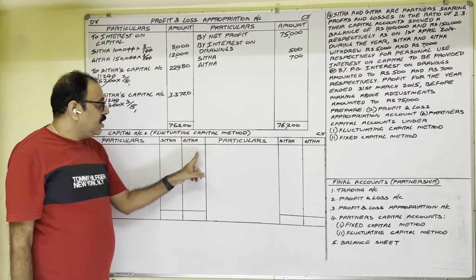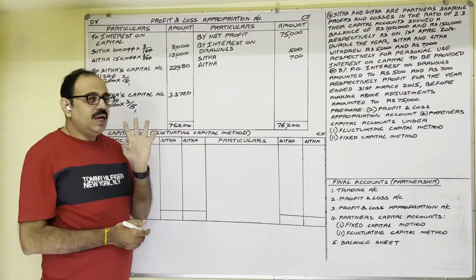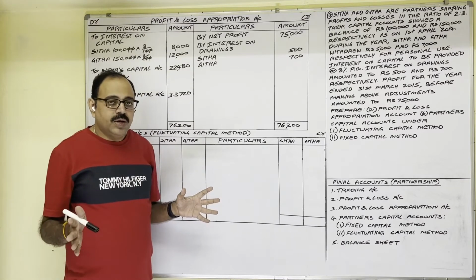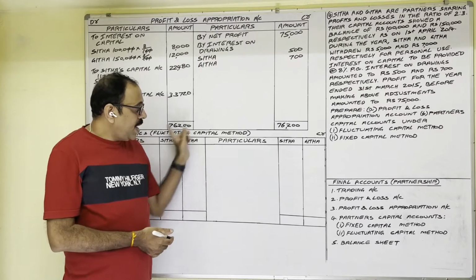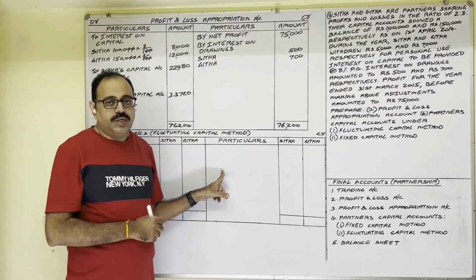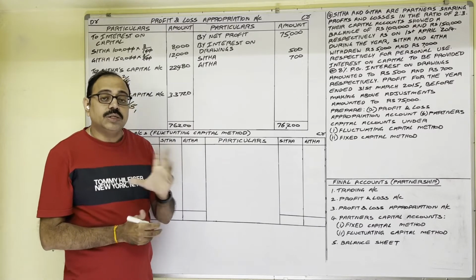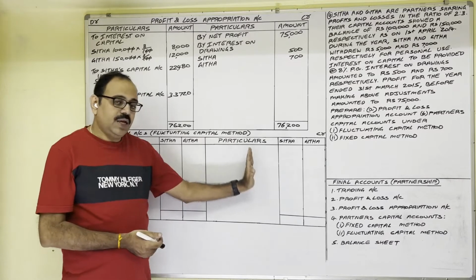Particulars Sita, Geeta; particulars Sita, Geeta. Here actually speaking, Sita's capital account and Geeta's capital account we should prepare separately, but in one table only we are preparing to save time. To prepare capital accounts, remember one point. A capital account is a representative personal account. Personal account rule: debit the receiver, credit the giver.